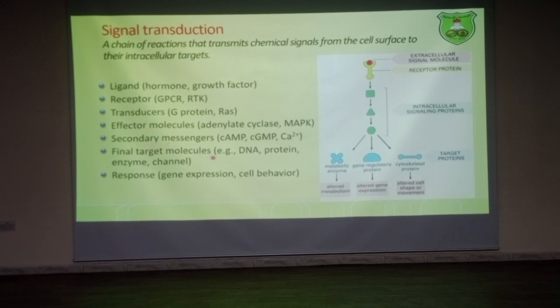Like calcium ions, cyclic AMP. And then we have the final target molecule. It can be DNA. It can be an actin binding protein. It can be a channel. It opens up, it closes down, whatever. And then you have the response. Based on that, you have a response: cell division, cell death, cell proliferation, cell differentiation, movement, whatever. Then you have an action. We're going to talk about all these.